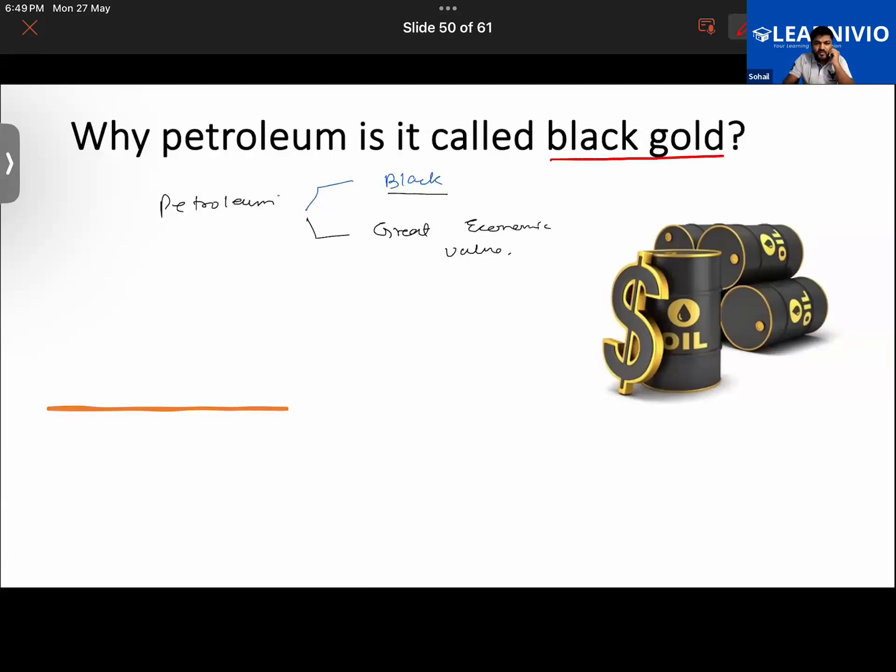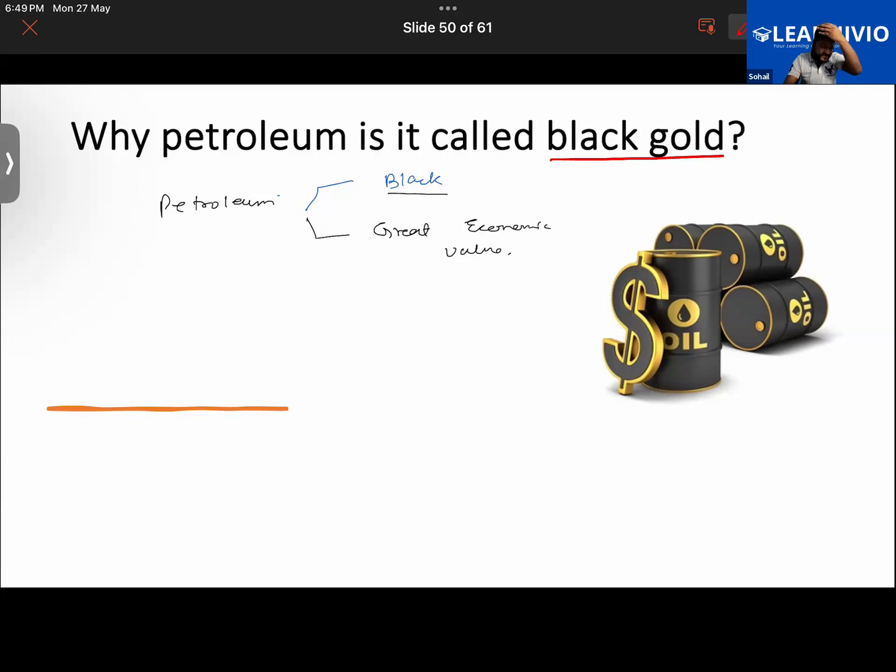That is the question. The reason why petroleum is called black gold: first, when it is in its crude state, it is black in color. And people call it black gold because of its oil and because of its value. It is less in amount, but its economic value is very high. Even if you have just 2 or 3 liters of petroleum, you can extract so many things from it. So it holds a great economic value.